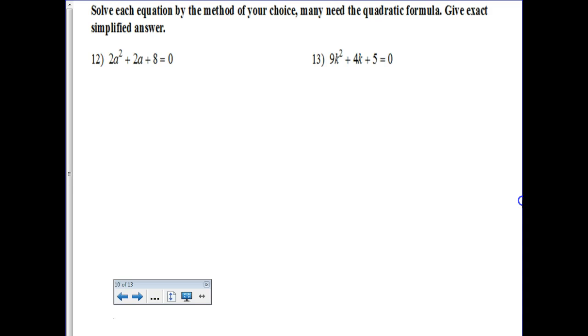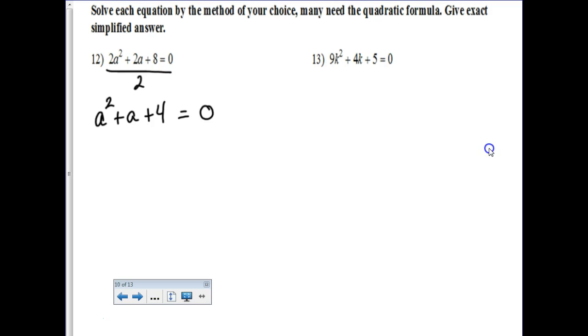So what are some methods that always work? Completing the square always works. Sometimes it's not fun, though. And then quadratic formula always works. So, look at number 12 and think about your approach. I see 2a squared plus 2a plus 8 equals 0. That's an equation. Look at all those coefficients, guys. They're all divisible by 2. So since it's an equation, let's knock it out. Divide everything by 2. So now it's a squared plus a plus 4 equals 0. I can already tell that's not going to factor, so I'm not going to bother.